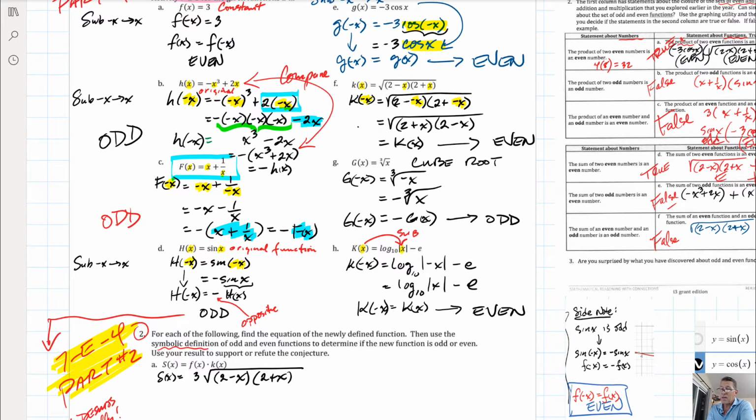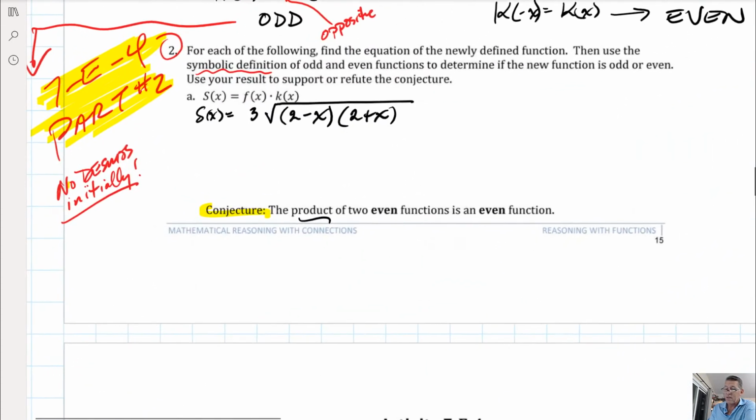That's an even function. We multiply it by k of x, which is an even function, and we have to show that we get an even function. So it says the product of 2 even functions is an even. We know this is a true statement. Okay, so here we go. What we do is we follow the procedure.